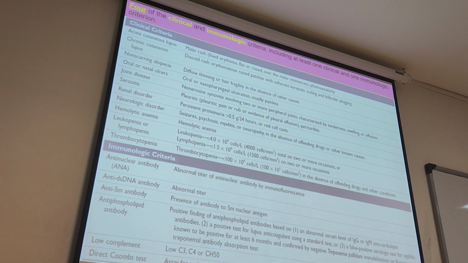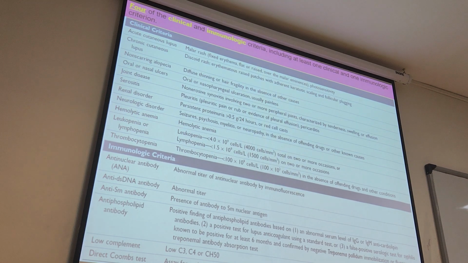About immunology criteria, it is something about antibodies mostly. You may have different types of antibodies in lupus. The most important one is anti-nuclear antibody, which is sensitive in diagnosis of lupus, but it is not specific. I mean that you can see presence of anti-nuclear antibodies in different types of autoimmune disorders. Two other types of antibodies which are more specific are anti-double strand DNA and anti-Smith antibody.